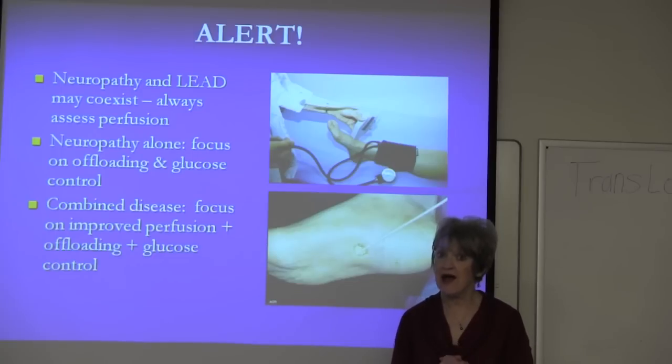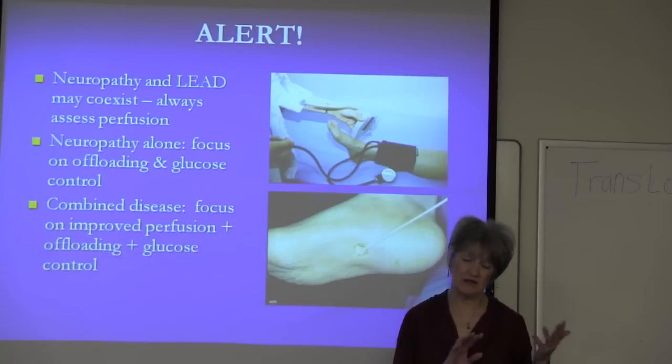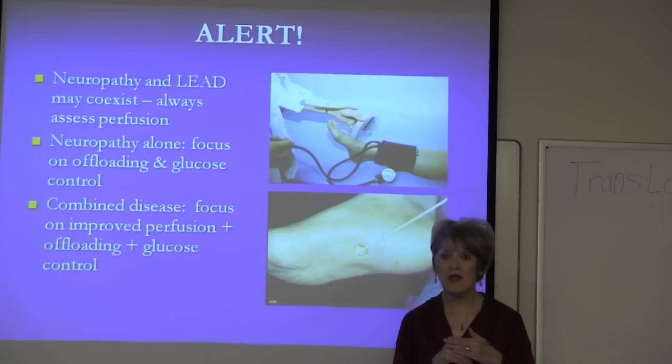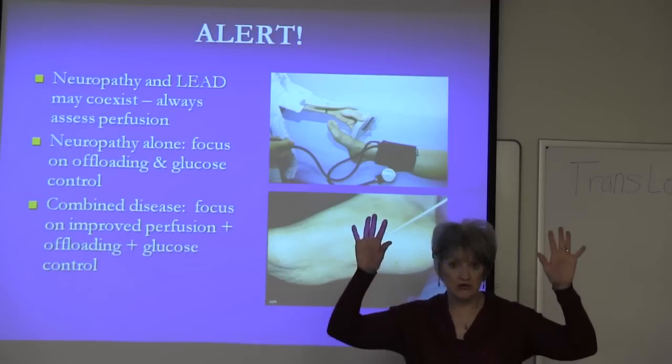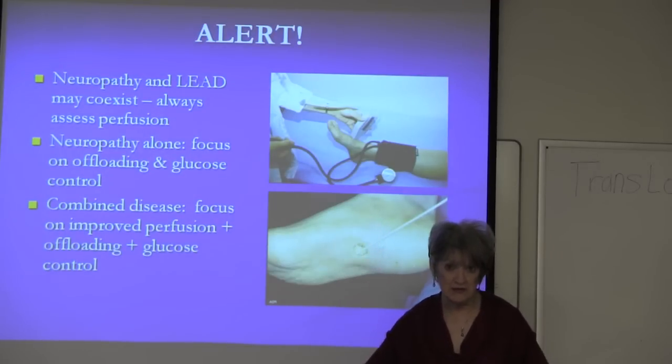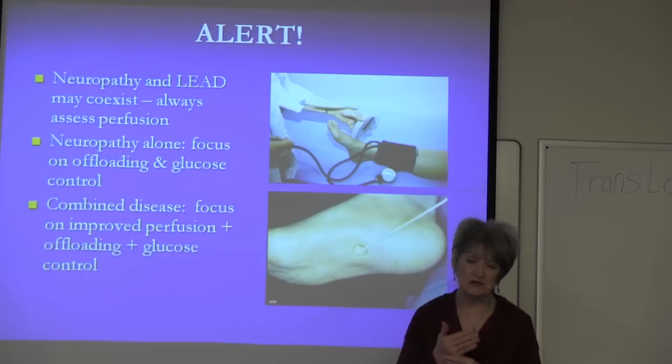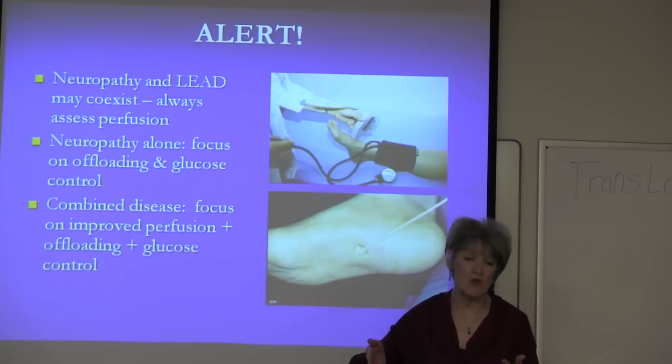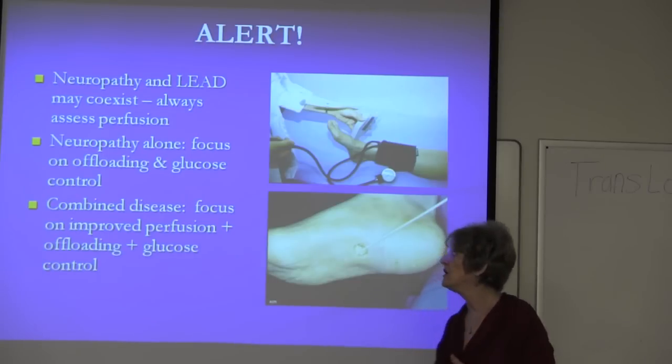If I have a combination of neuropathy and lower extremity arterial disease, so I clearly have neuropathy, but I also have arterial disease. I've got that thin skin. I've got loss of hair. I've got some degree of elevational pallor and dependent rubor. I've got diminished pulses. My ABI is down in the 0.6 range or even lower.